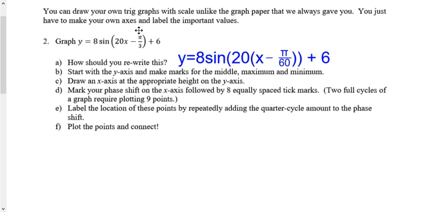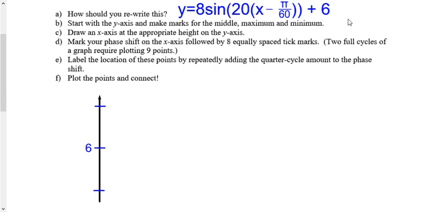The next thing we want to do is start drawing our axes. I usually start with the y-axis, and I make marks for the middle, the maximum, and the minimum. The midline of my graph is going to be moved up 6 with the plus 6 on the end. So the first mark I make on my y-axis is at 6. From there, I'm going to go up and down my amplitude, or my vertical stretch. My vertical stretch is 8. So if I do 6 plus 8, that will give me 14. And then if I do 6 minus 8, that will give me -2.